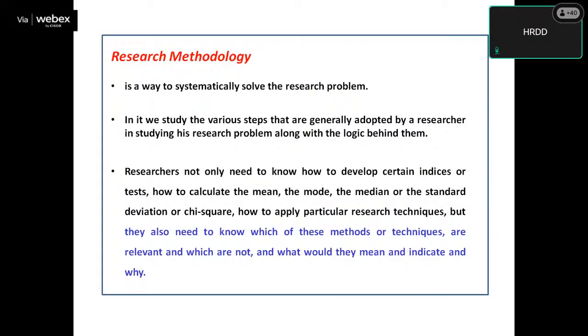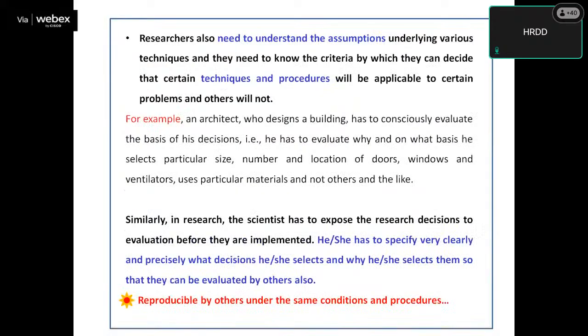And also, researchers need to understand the assumptions underlying various techniques. They need to know the criteria by which they can decide that certain techniques and procedures will be applicable to certain problems and others will not. So which research methods and research procedures will be applicable for your research, that comes under research methodology.